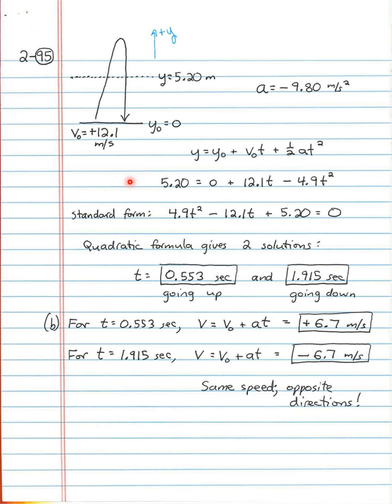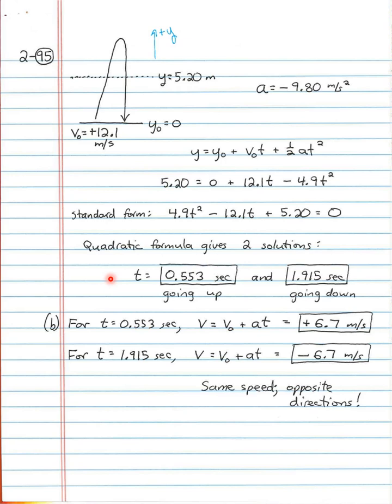In order to solve this, we recognize it's a quadratic equation. We need to use the quadratic formula or a graphing calculator. So I will put it in standard form. This is the form you need to use the quadratic formula. So 4.9 t squared minus 12.1 t plus 5.20 equals 0. And whether you use the quadratic formula or a graphing calculator, you should get these two solutions for t, 0.553 seconds, and that's the time when it's going up. And then a bit later, 1.915 seconds, that's the time when it's coming back down.